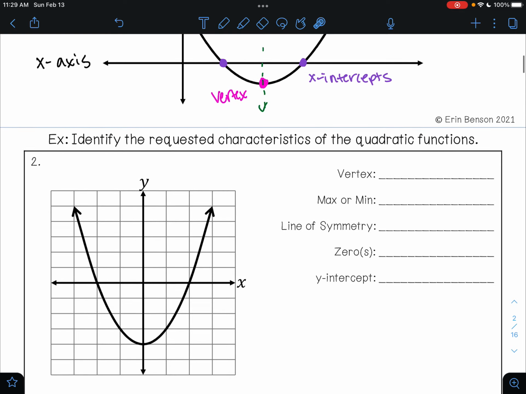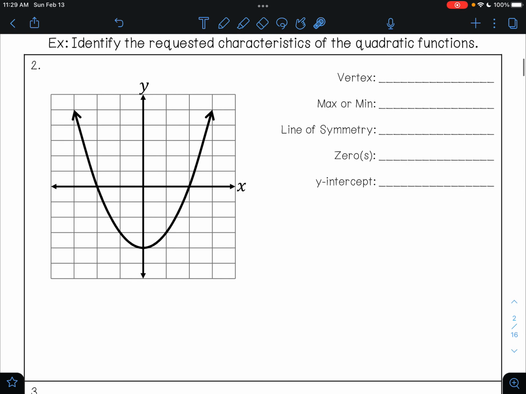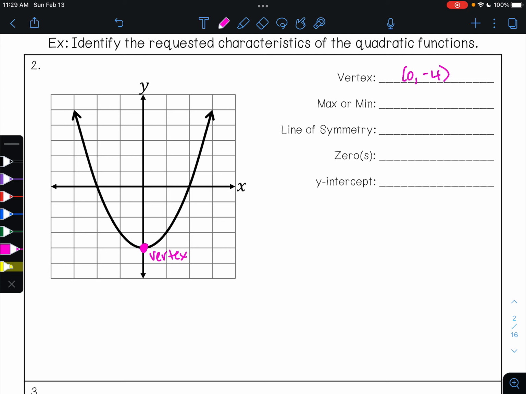Let's go ahead and identify the characteristics on the next page. So here, the first thing that they want us to find is the vertex. The vertex is the turning point. So on this graph, it's going to be this point right here. This is the point 0, 1, 2, 3, 4. So this is the point (0, -4). Next, they want to know, is the vertex a maximum or a minimum value? Well, this point is the lowest point of my graph, so this is a minimum value.